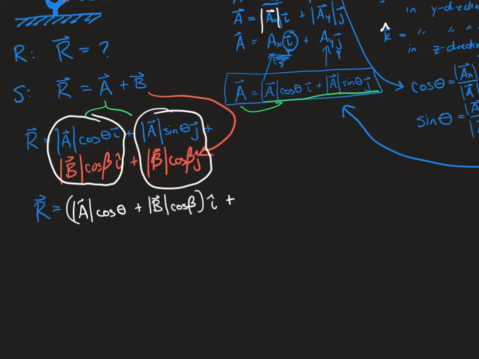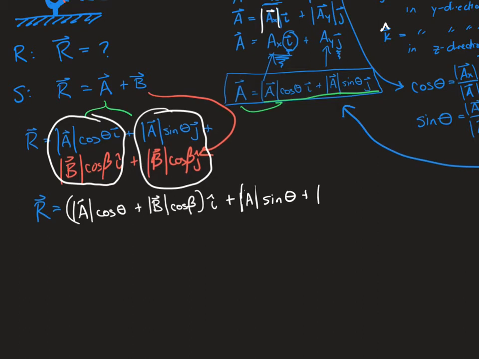And then we'll do plus B sine, because now we have to do the J side of this thing, sine theta plus, oh, that should have been an A. Man, I'm really struggling here. Sorry, guys.